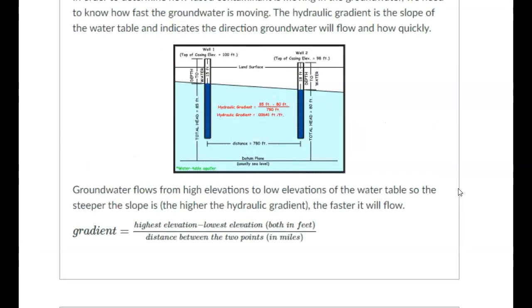What you'll want to do is find 2 wells, figure out the elevation of the water table at each of those, and the horizontal distance. So we're going to take the elevation difference and subtract those values. And then we're going to divide that answer by the distance in miles, and that'll give us a gradient of feet per mile. So the higher the value, the faster the water will travel in the subsurface, and the lower the value, the slower. And so it is one of the things that dictates how water moves through the subsurface.